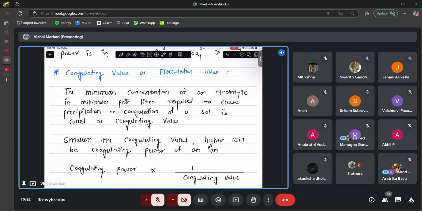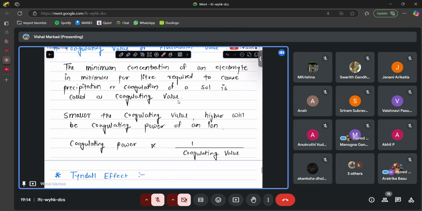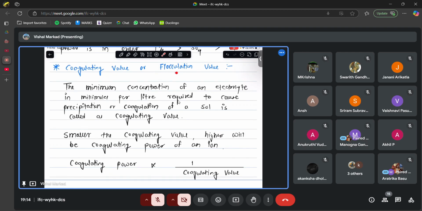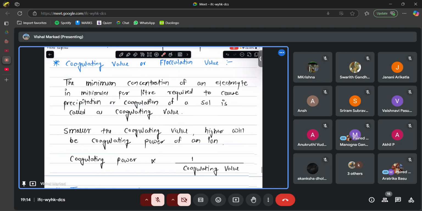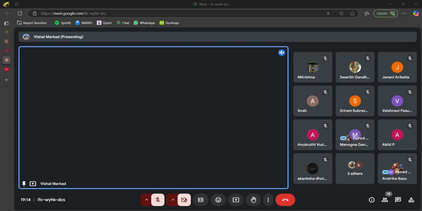The smaller the concentration of electrolyte you require, the higher the coagulating power. This is what the coagulating value or flocculation value is. It is nothing but the concentration of electrolyte that we are adding. That's all. And the last topic is the Tyndall effect.